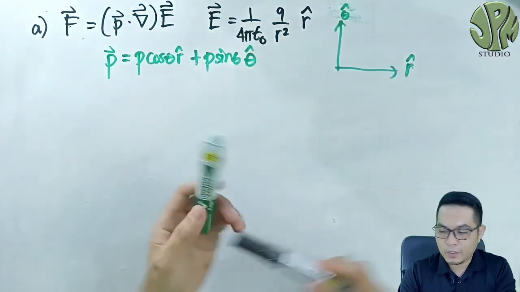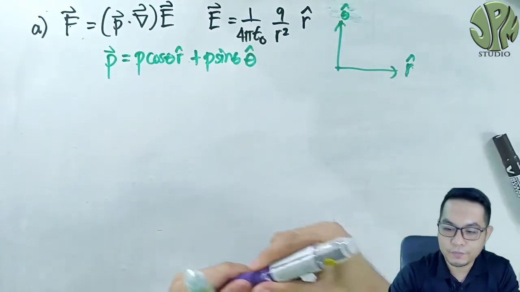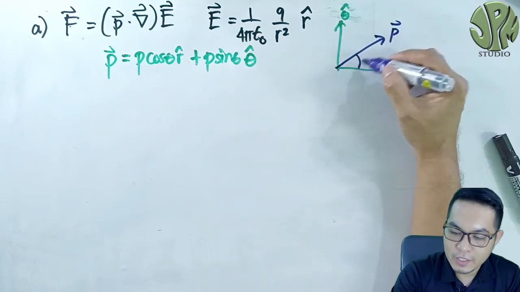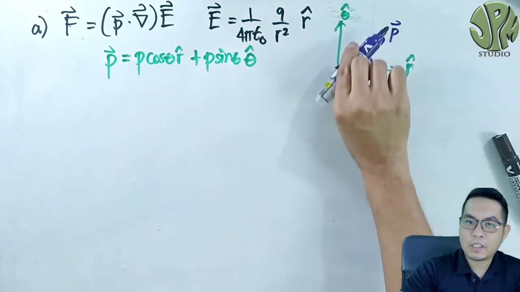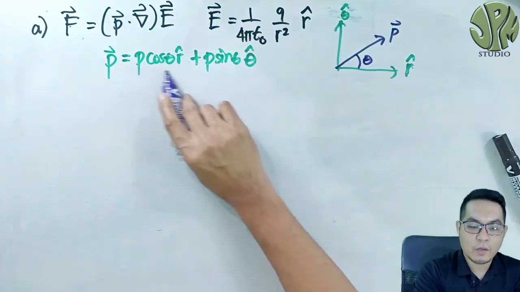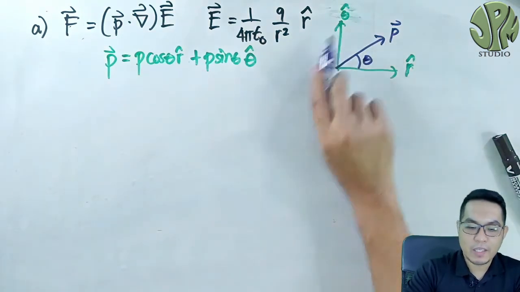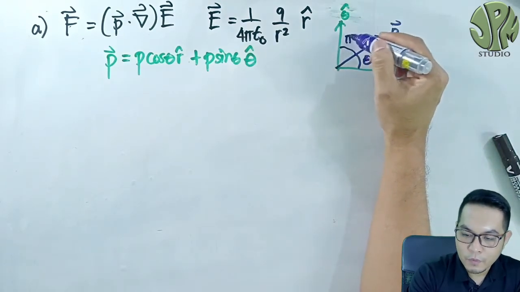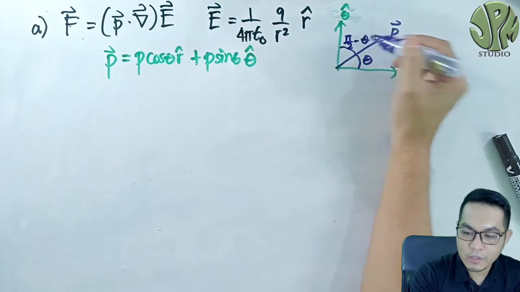And your dipole is in this direction. It's in the r theta plane, and this is an angle theta. So the p cosine theta is the r component, and p sine theta is the theta hat component. So this angle is actually pi over 2 minus theta.